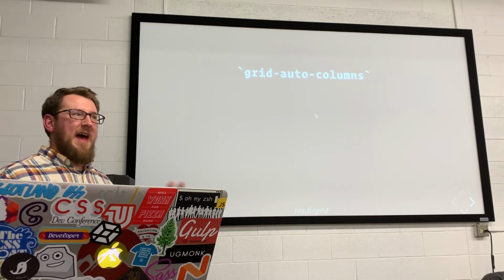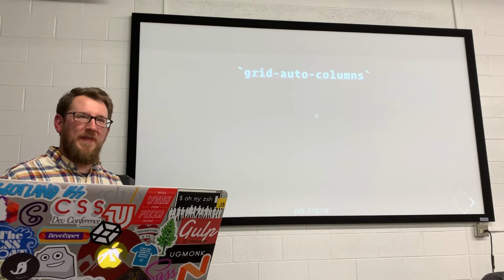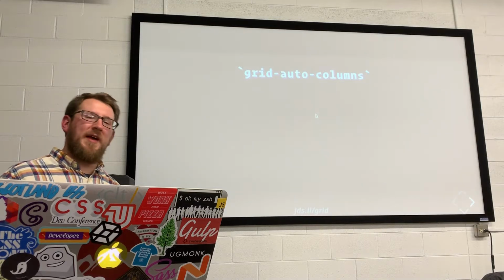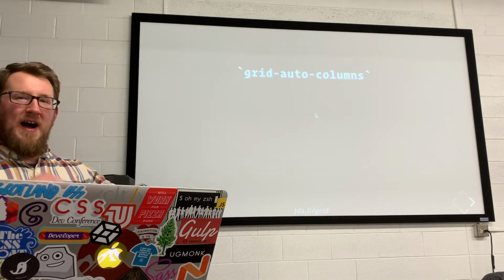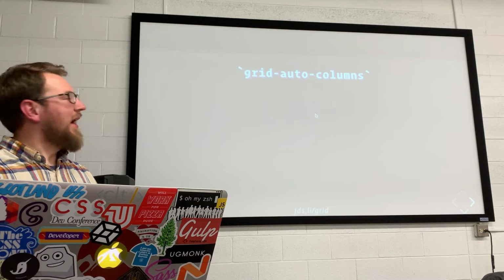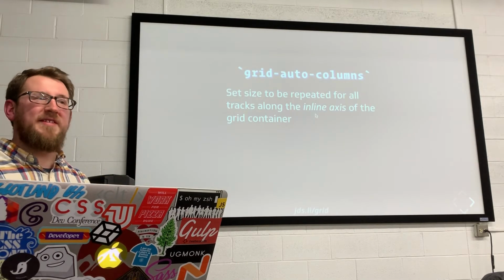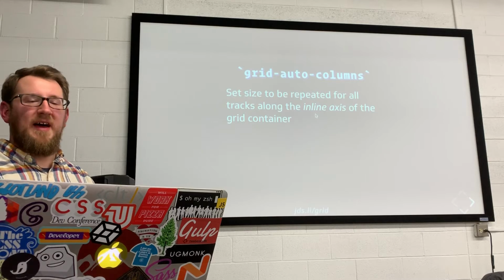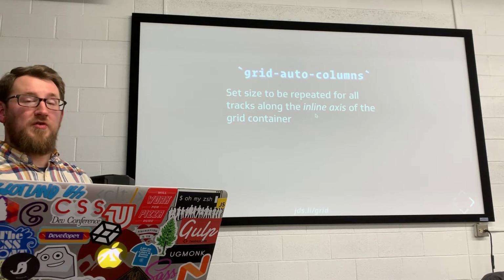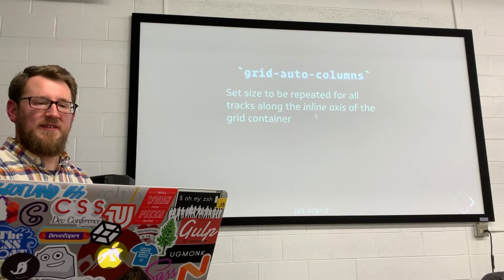What if you just want stuff to happen and you don't have a really precise point of view on things? You're just making an image gallery grid, or you just want things to lay out in columns and be the right height, that kind of stuff. You've got auto columns and auto rows as well. This sets one size, not a series of values, but one size to be repeated for all the tracks along that column direction, all the tracks along the inline axis.